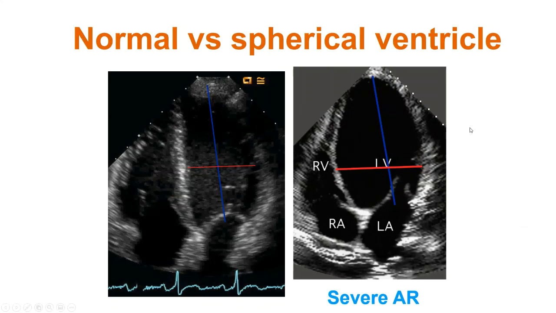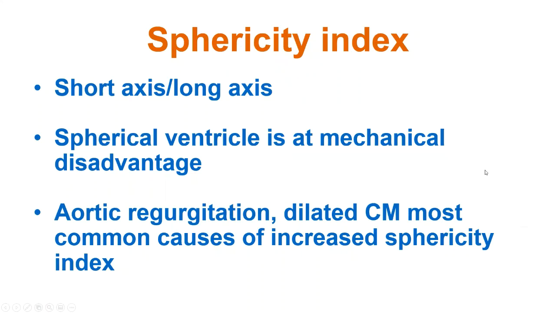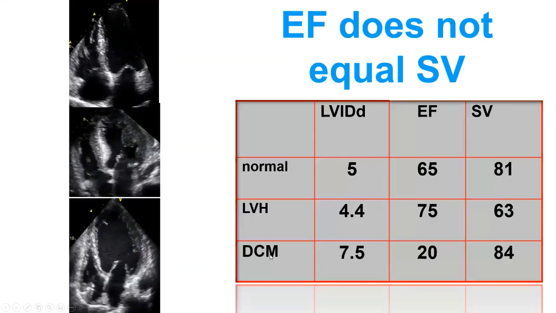And we have a parameter known as the sphericity index, which you will likely not be tested on, but just keep in mind that volume-loaded hearts become more spherical, as we've mentioned. Couple of points about the sphericity index. It's basically a ratio of the short to the long axis. A spherical ventricle is at a mechanical disadvantage. And in clinical practice, aortic regurgitation and dilated cardiomyopathies are where you will see this.